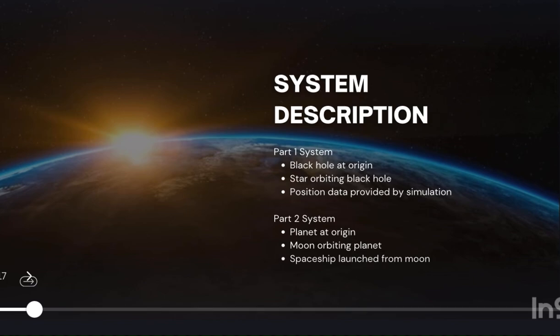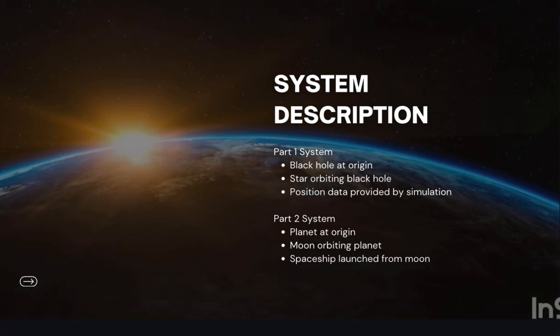In part 1 of the lab, the system consisted of a black hole located at the origin and a star orbiting around it. The star's position data was generated by the starter code based on my email address, meaning that each student actually received a unique orbital trajectory.